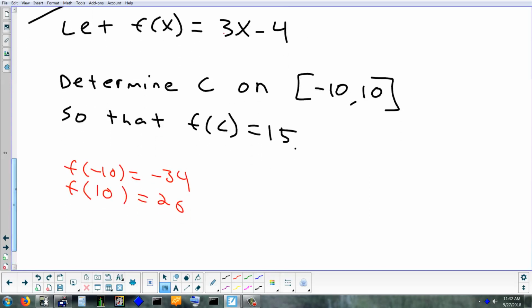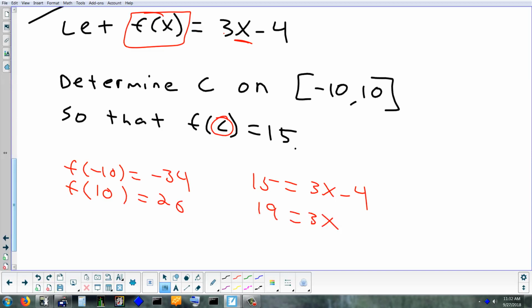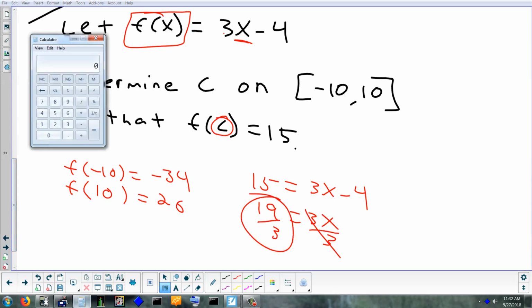Now the question is where? What value between negative 10 and 10 would it be? So we're solving for a value you plug in for x that makes y 15. So just plug in 15 for y and solve it. And we're guaranteed we're going to get an answer between negative 10 and 10. Let's see what it is. So we get 19 equals 3x, divided by 3. Right there, 19 thirds. So it's just 6 1/3? Yeah.